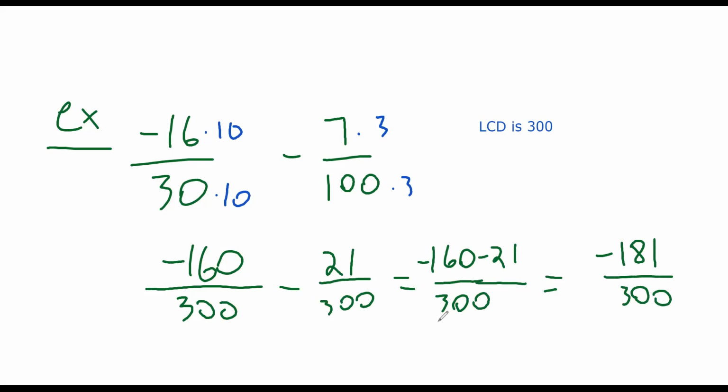And now that one's a little tough to decide if it can be simplified further. You'd have to really think about the possible factors of 181. I want to say 181 is actually a prime number. Don't quote me on that. But it looks like it's not going to have any factors that could cross out or simplify with 300. So I'm going to go ahead and say negative 181 over 300. That's the answer.